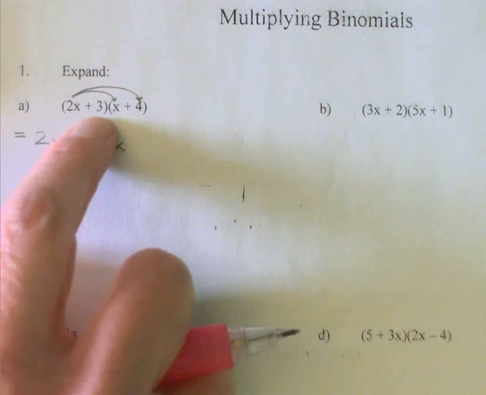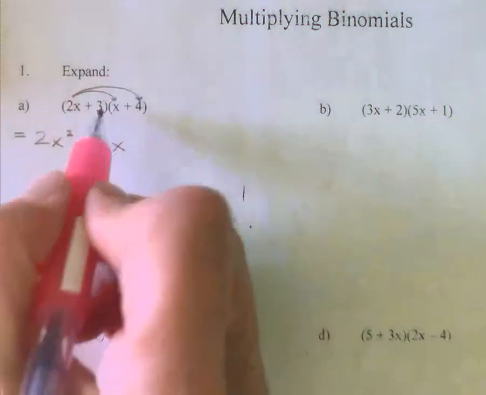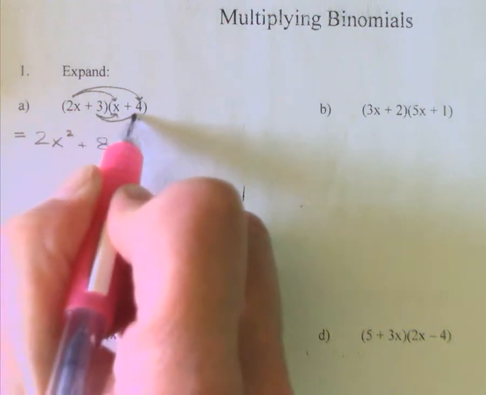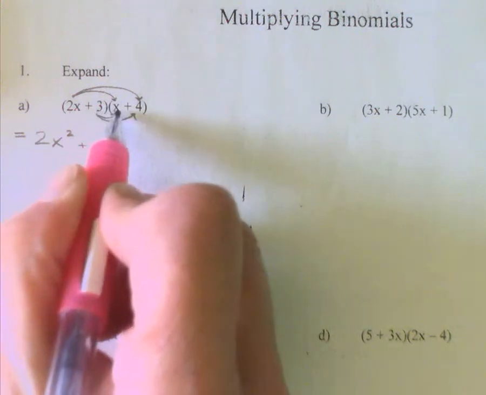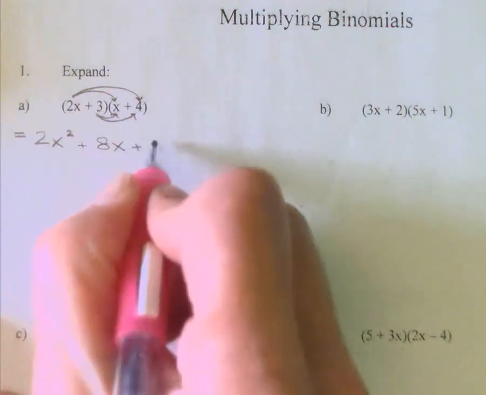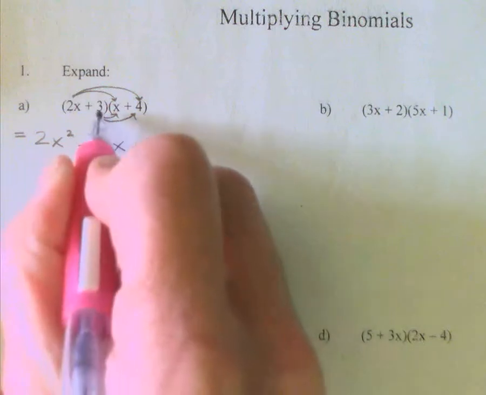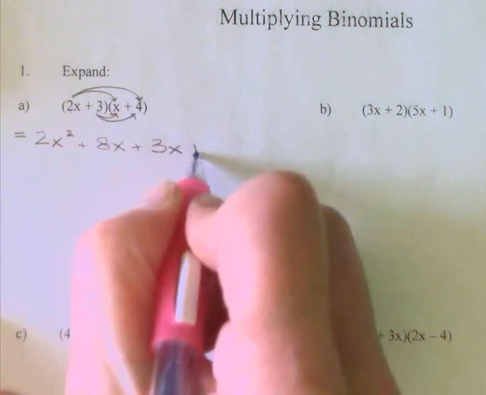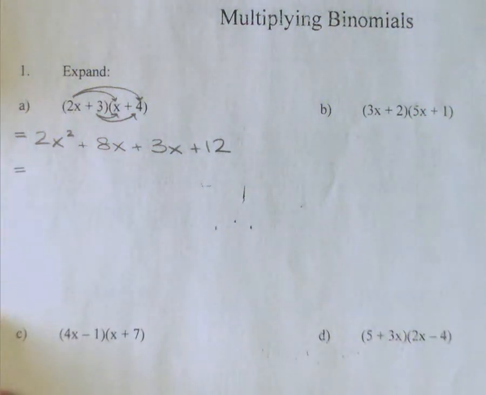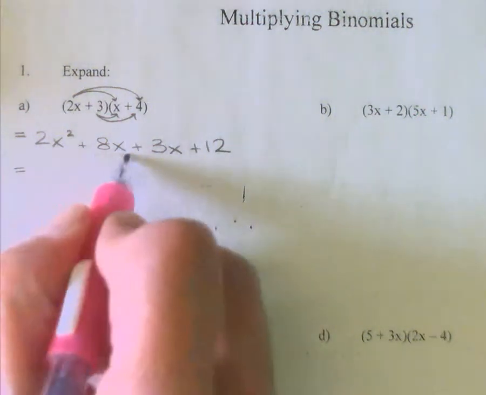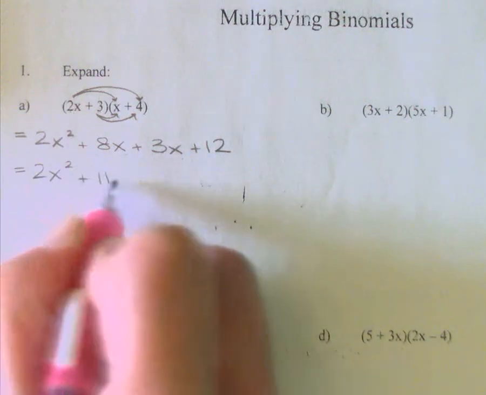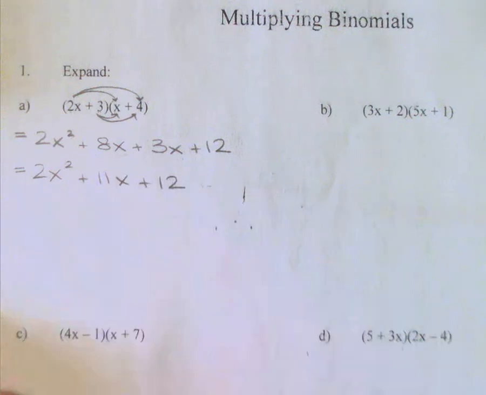But I still haven't done anything with the 3. So now I need to take the 3 and multiply it with everything in the second bracket. So I'm going to do 3 times x and 3 times 4. If I do 3 times x, I get 3x. And if I do 3 times 4, I get plus 12. After I do that, I collect like terms. So I'm going to collect 8x and 3x. So I have 2x squared plus 11x plus 12.